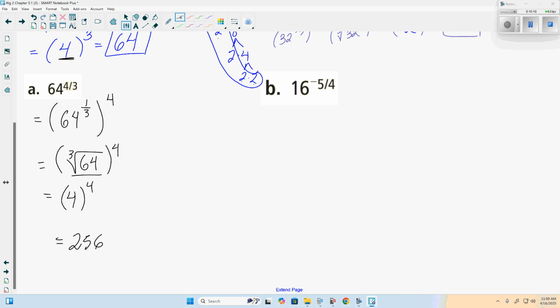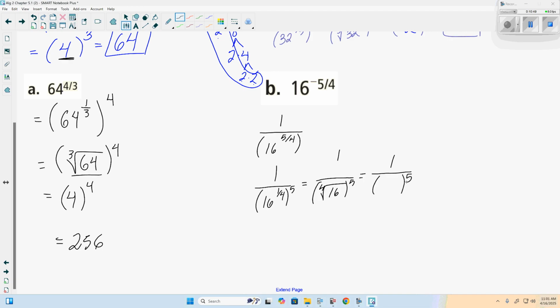Last one of these here, 16 to the negative 5/4. So if we do this like previously, we can move that 16 from the top of the fraction to the bottom. And we do that to take that exponent from being negative to positive. Just like before, we can break this up, saying that we have 16 to the 1/4 to the 5th, which is the same as the 4th root of 16 to the 5th.